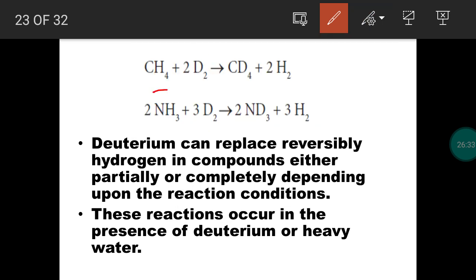So 4 hydrogen atoms will be replaced by 4 deuterium atoms. We get the product CD4. Ammonia has 3 hydrogen atoms. All the 3 hydrogen atoms will be replaced by 3 deuterium atoms. So the product will be ND3.